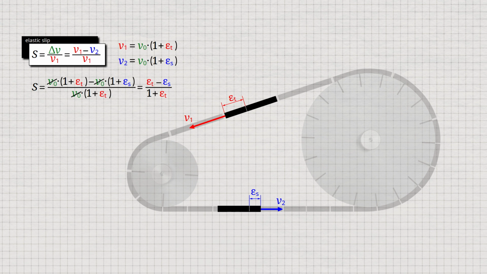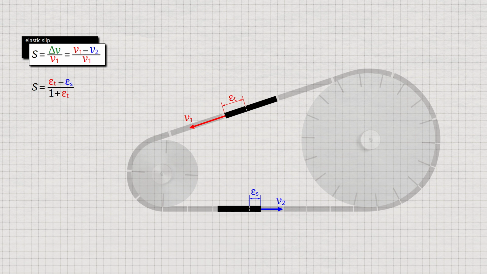This means that only the strains are relevant, but not the initial state, as long as this applies equally to both belt sections. At this point, it certainly makes sense to imagine the unloaded state as the initial state, even if this need not necessarily be the case. In order to determine the elastic slip, we must therefore determine the strains from the acting belt forces in the following. In the elastic range, there is a linear relationship between the occurring belt stresses sigma and the resulting strains epsilon. This relationship can be established using the modulus of elasticity E, also known as the Young's modulus.